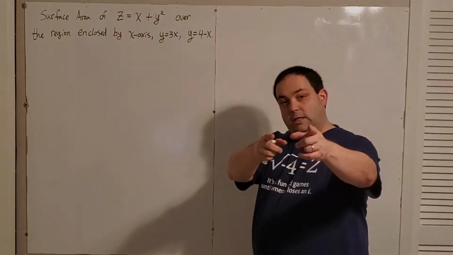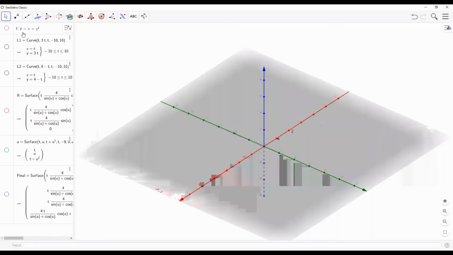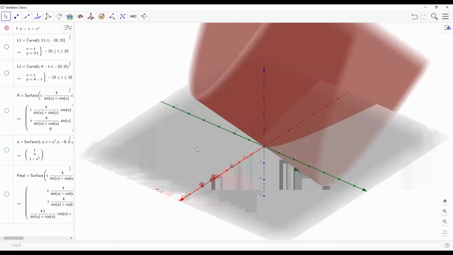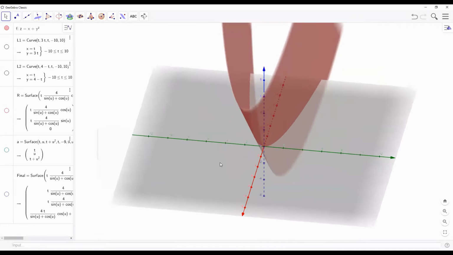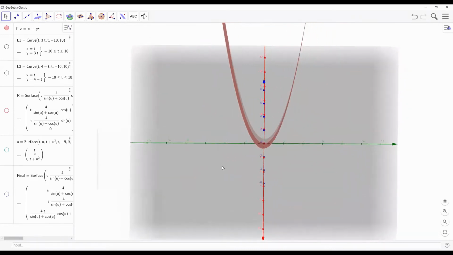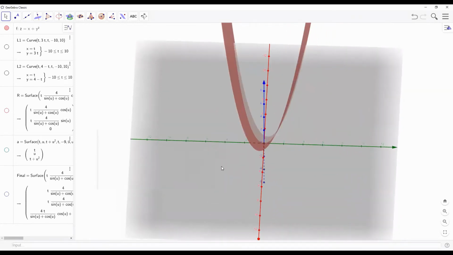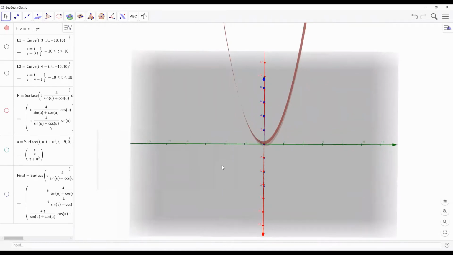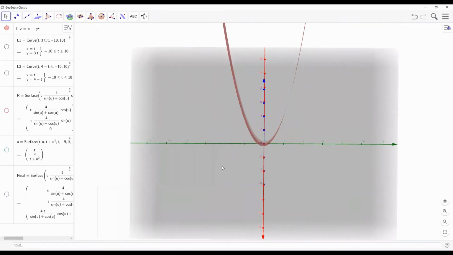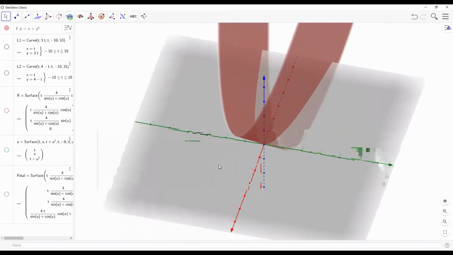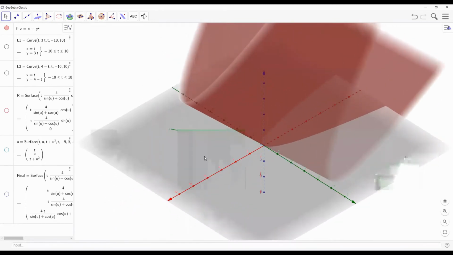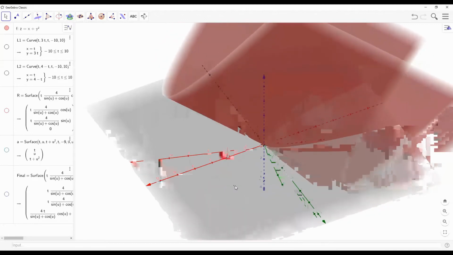Okay, so let's take a look. Our function is z equals x plus y squared. It has a parabolic cylinder here. You can see it's the same parabola shooting straight down this pipeline right here. The reason that's happening is because y squared gives you the parabolic shape, and x just basically keeps shifting it up and over as it goes through space there.